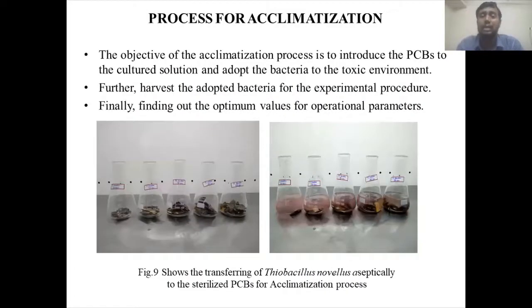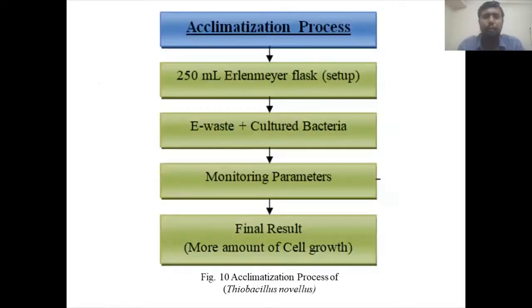The next process is the process for acclimatization. In my study, we have four processes. One is a process on electronic waste, another is a process on bacteria, another is a process on acclimatization, and another is a process on the bioleaching study. In the third step, the acclimatization study, we are trying to adapt the bacteria to the printed circuit boards medium. We have a 250 ml Erlenmeyer flask, and we are adding the culture, the bacteria, to the electronic waste, and we are monitoring the parameters, pH, ORP, and cell count. The final result we are expecting is a greater amount of growth, that is cell growth.